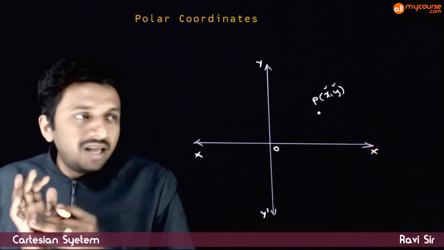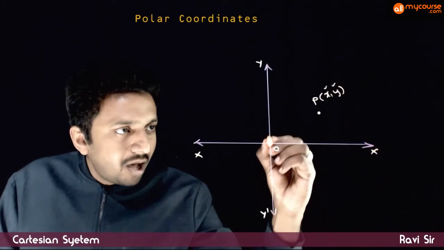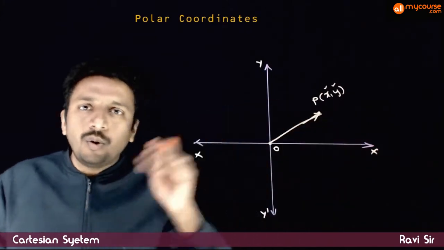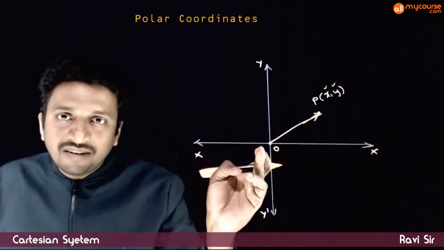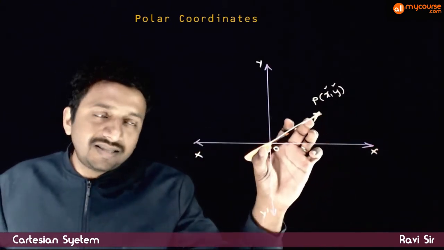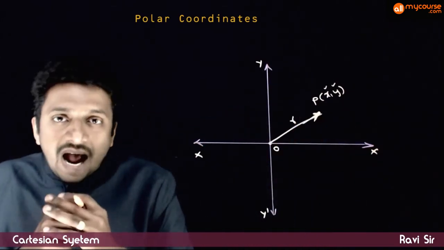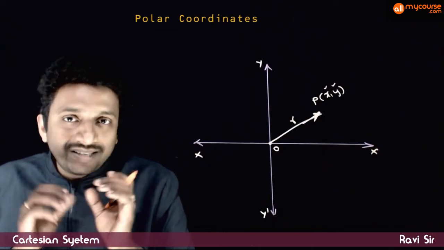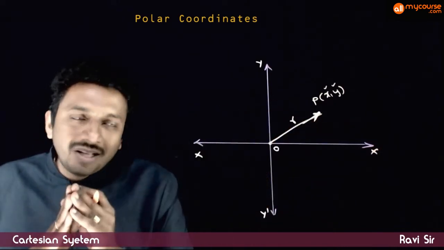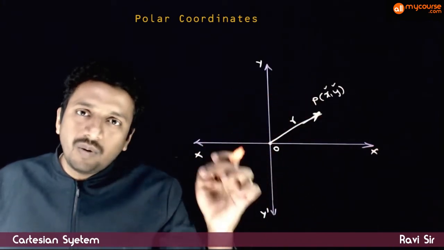So for example, if I want to represent this point, what I try to do is join the origin with this point P by a ray. So let us draw the ray OP, starting from the origin and joining the point. And let us say that the distance between O and P is R. That is, P is at a distance of R from origin. So if I give this information, we know that P has to lie somewhere on a circle with origin as center and radius equal to R.